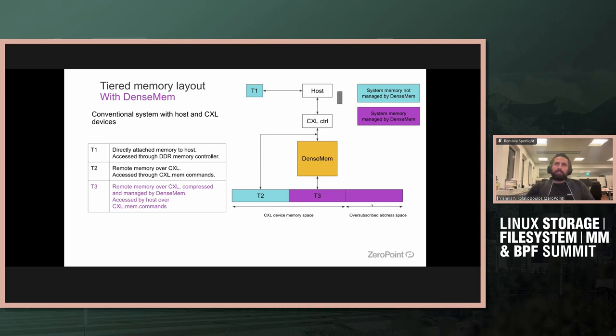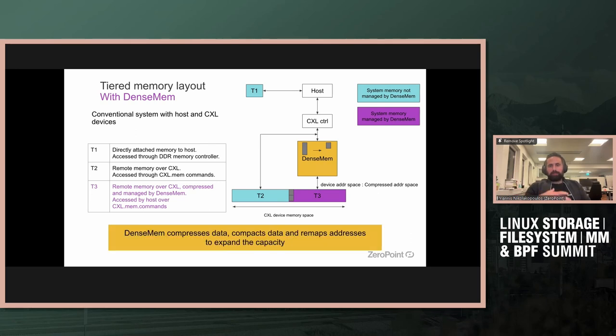And the way this works is that if the host tries to write some data that corresponds to this HPA, it will go through the CXL controller, then it will go through our IP, will be compressed, compacted, remapped to a different address. And by doing this continuously, that's how we manage to expand the memory capacity of the device.